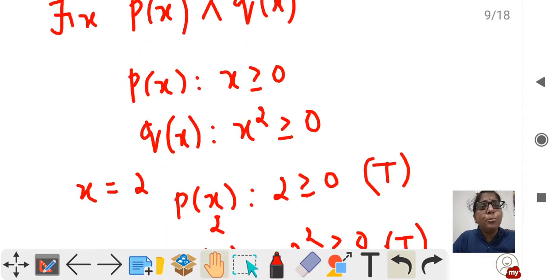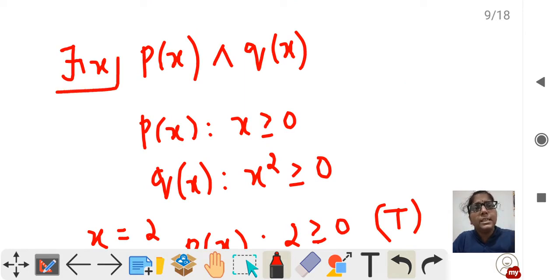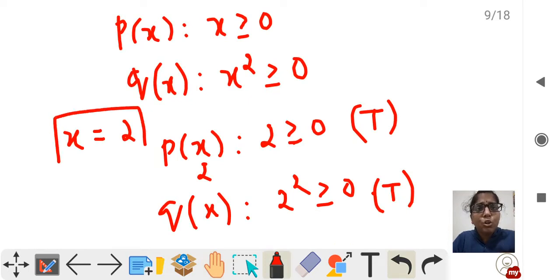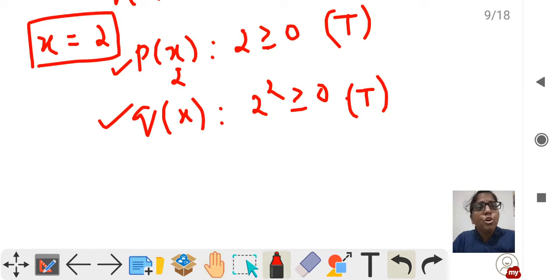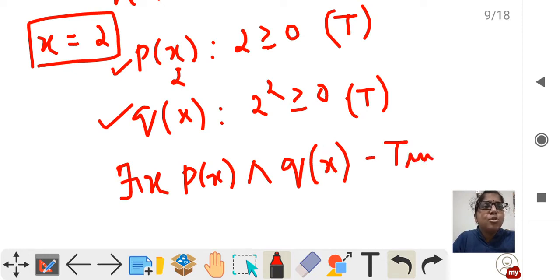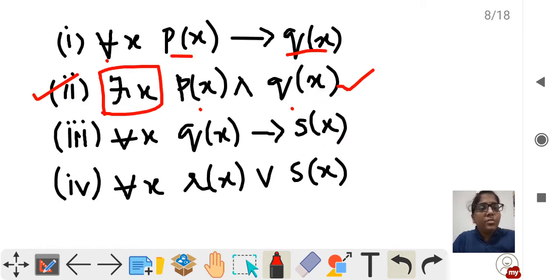We need not prove for all x. We have to show at least one x. So we have shown that for x equal to 2, both the statements are true. If P(x) is true and Q(x) is true, then we can conclude that P(x) and Q(x) is also a true statement for an x. There exists an x. This statement is a true statement. Okay, so in this way you have to see the truth value of the statement.